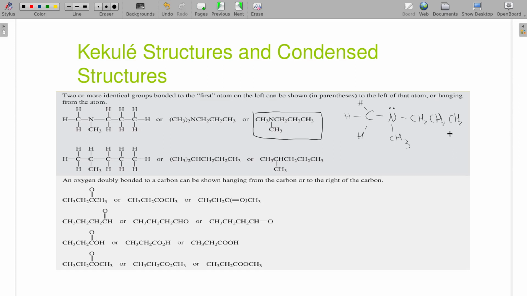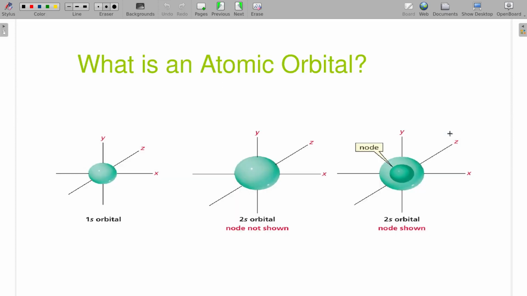But we see quite a few different ways of drawing the structures. Condensed structures are far more common, especially early on in the textbook. All right, so back to our review. We were introducing the atomic orbitals in the sense of electron configurations, but now we're going to talk about those shapes and how they apply.